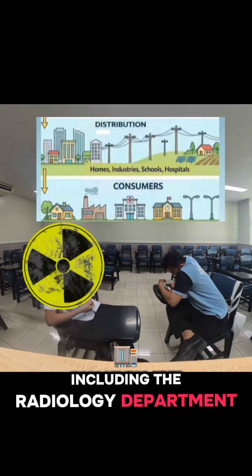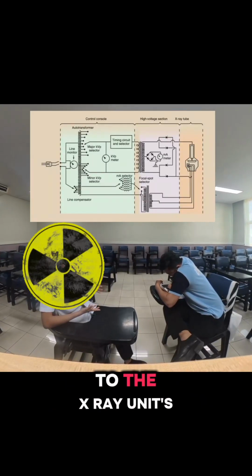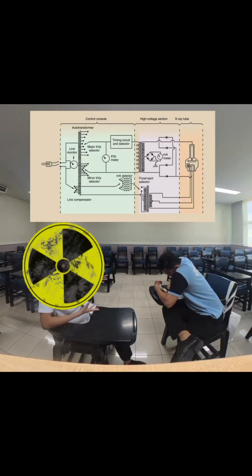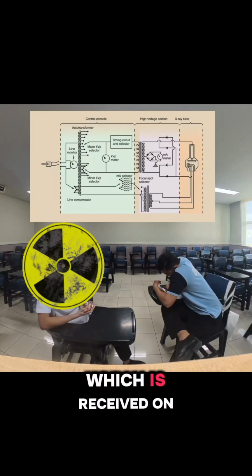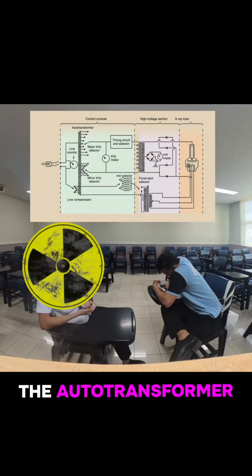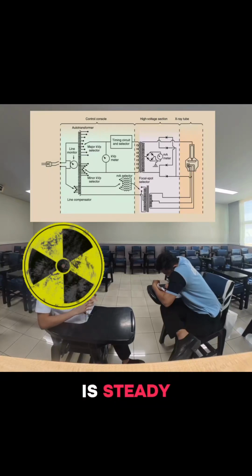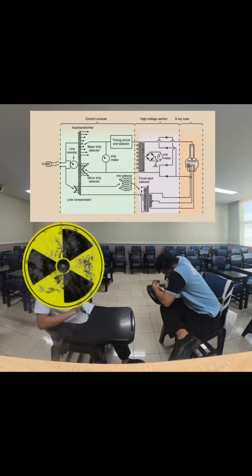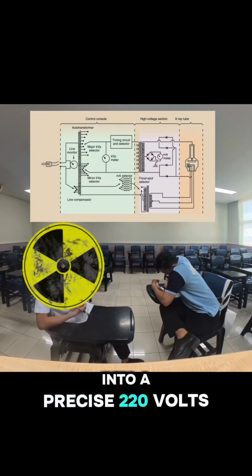the radiology department. Activating the circuit breaker delivers this incoming power supply to the X-ray unit's primary circuit. The incoming power supply enters the X-ray machine and is received on the primary side of the autotransformer. The line monitor checks if the incoming 220 volts is steady. The line compensator stabilizes the 5% fluctuation into a precise 220 volts.